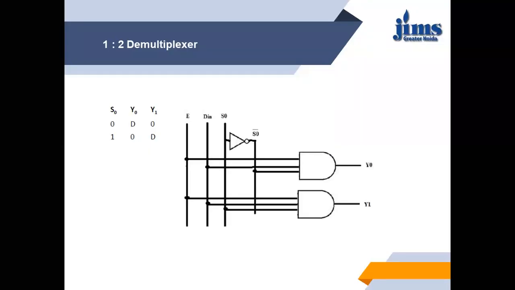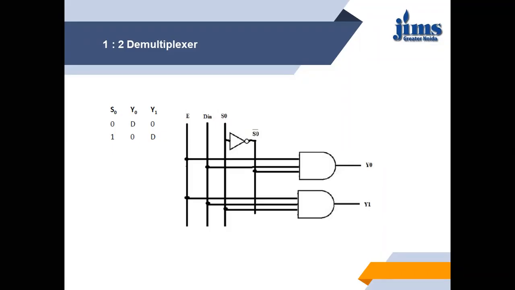Here we have used another input, enable, that is E. Whenever E is 1, the chip or the IC will work. Otherwise, whenever E is 0, all outputs will be 0. We have used AND gates, so whenever E is 0, the output of both AND gates will be 0. That means there is no valid input. The chip is not selected.